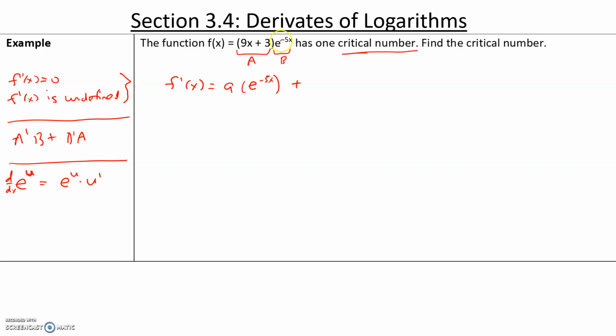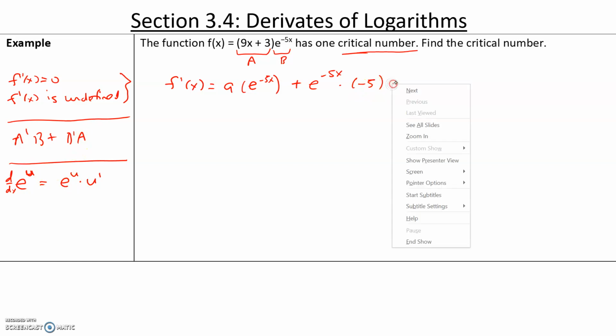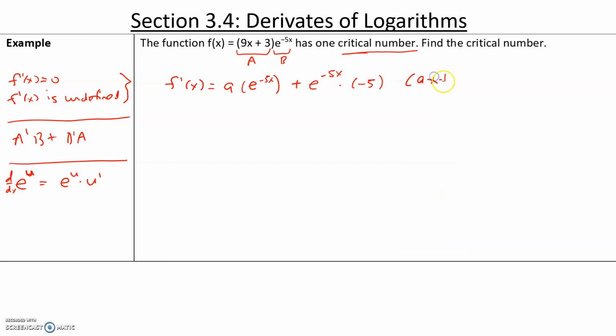Because this is not a complicated function, we can just plug it into this formula. So e to the u is e to the negative 5x, times u prime, which is going to be negative 5. So we're going to multiply this by negative 5. So that's just going to be b prime. B prime is the derivative of e to the negative 5x, which is e to the negative 5x times negative 5. But we also have to multiply that times a. So we're going to multiply this by 9x plus 3.